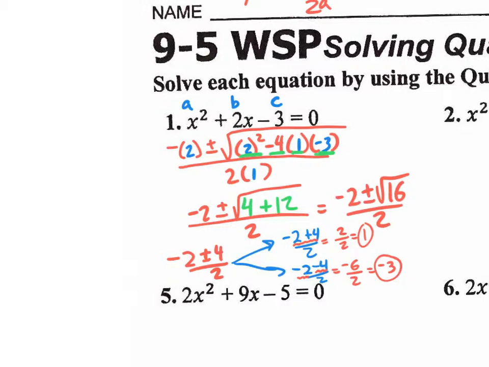Now, why does it have two real answers? Because the discriminant value was positive. If it's positive, you're going to get two answers, because if you add a real number and then subtract a real number, it's going to give you two different answers.